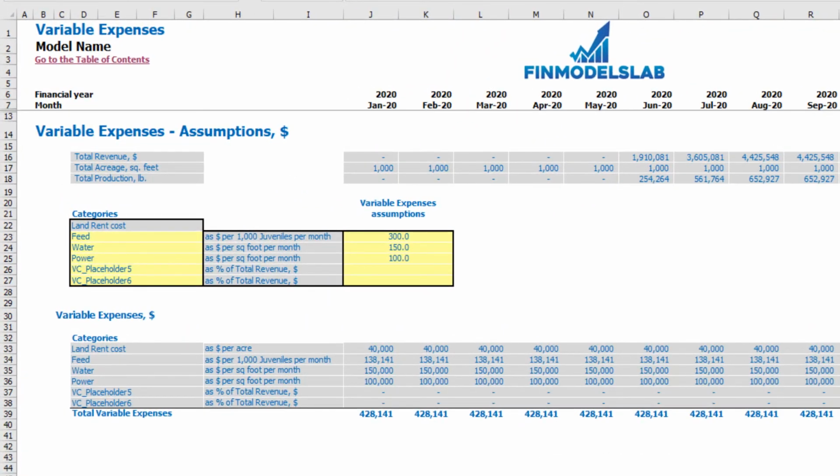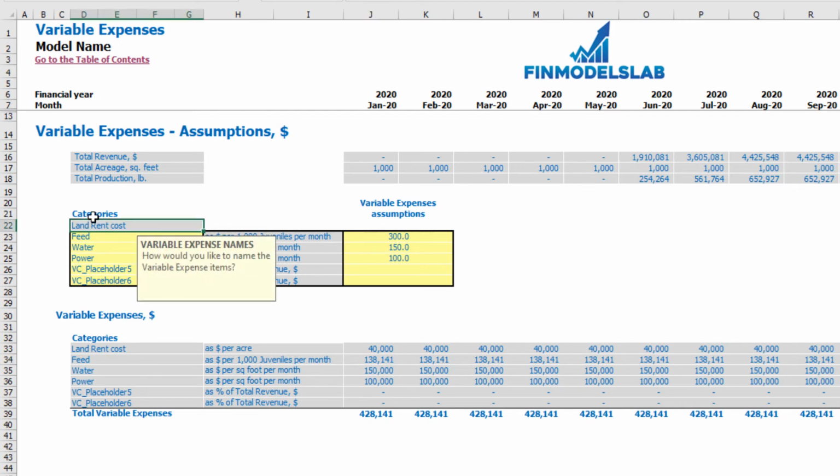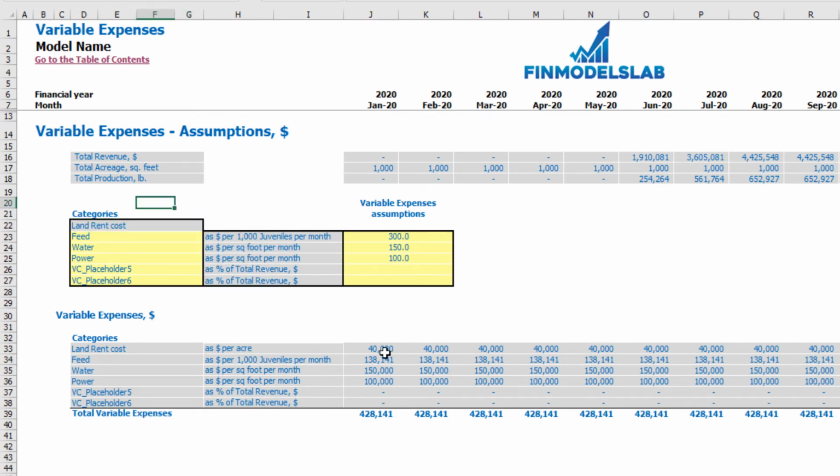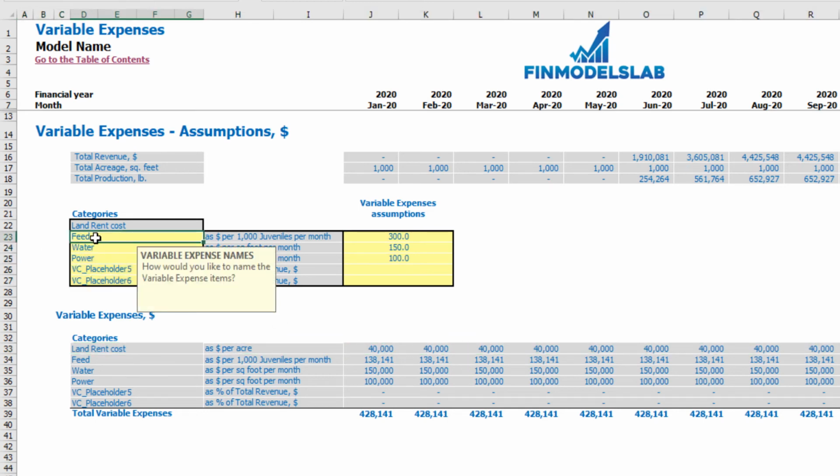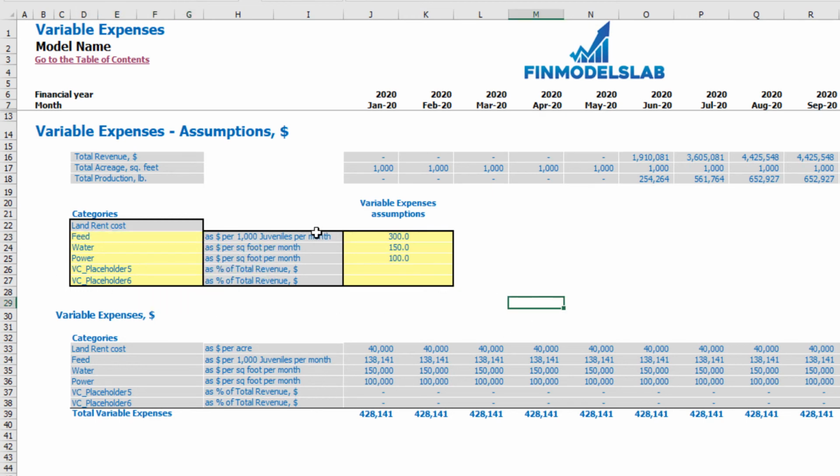On the variable expenses tab, you may see the 6 categories of variable expenses. The first one is land rent cost, which is already predefined by assumptions which you input on the dashboard, and the calculation of land rent cost you may see in here. The next 5 categories are changeable, so you may type something here, for example variable expenses other category or something like that, and you have different options of how to calculate that.